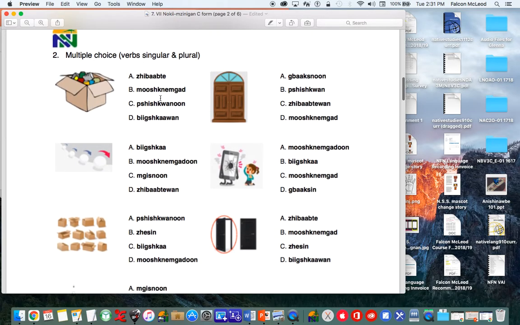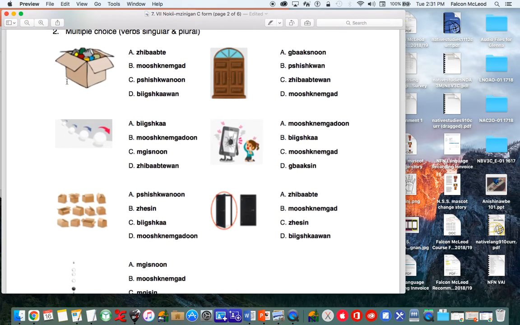Multiple choice here. So again, what's happening in this example? I guess we're looking at the verbs here. So we got jabapte, it is rolling. Moshnem gud, it is full. Pshishkwanon, they are empty. And bikshkawan, they are broken. So we have one box here that we're talking about, and it's full. So your answer is moshnem gud.